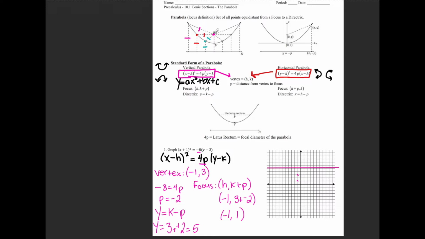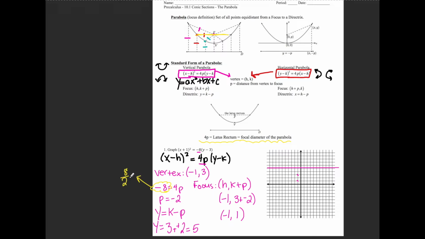If I look up here, I can see that the focus is midway between 2 points directly to the sides of the focus. I also know that 4p represents the focal diameter of the parabola, which if I look at the focus, this whole distance across is considered the diameter. So in this example, I know that 4p, -8, is the focal diameter.